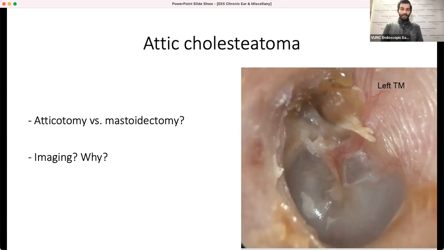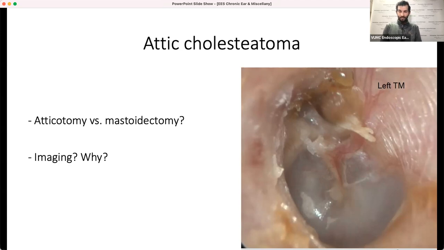That can mean what was a non-dehiscent tympanic segment on the first scan might now be a dehiscent tympanic segment of the facial nerve, where there was not a horizontal semicircular canal fistula on the scan, there now is in the operating room, right? So things evolve with these cases. It's a progressive condition.